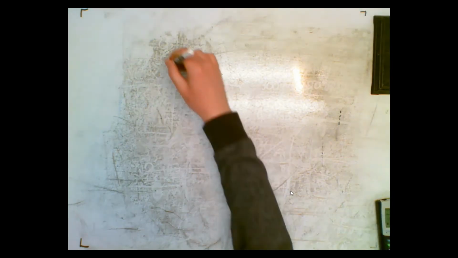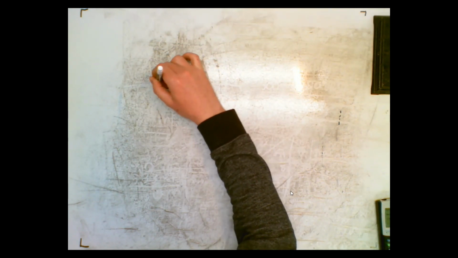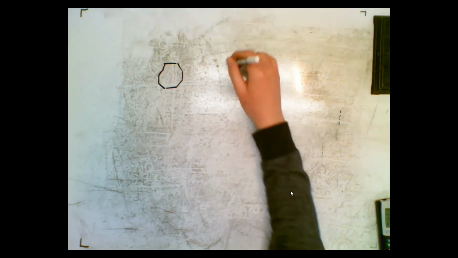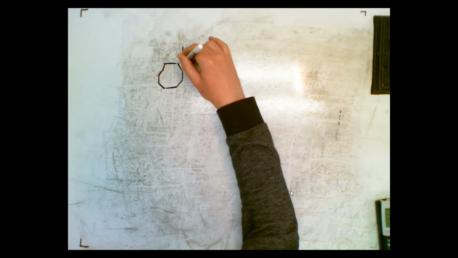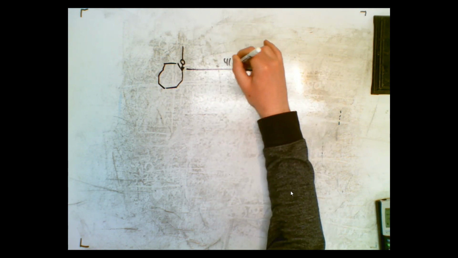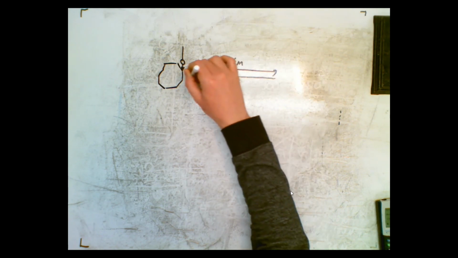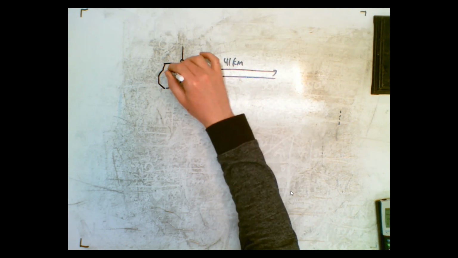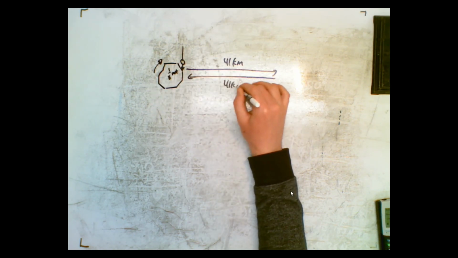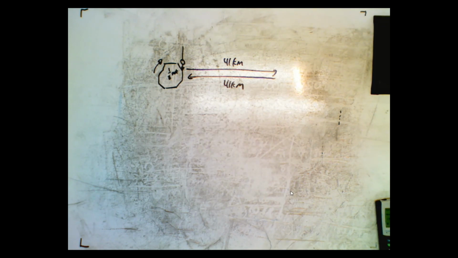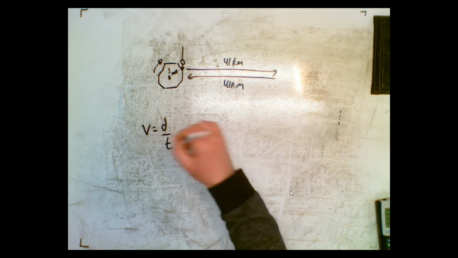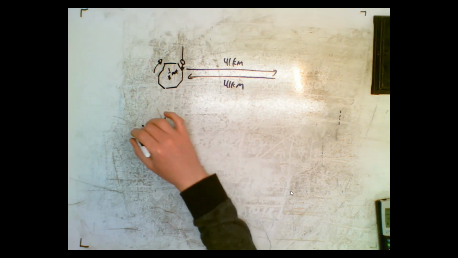So we have our 8-sided mirror. The light has to bounce off this side, and in this question, 41 kilometers away, then it's going to bounce back, and when it bounces back, it does 1/8 of a rotation. So just 1/8 of a rotation, 41 kilometers back. We're looking for the frequency, so we can use V equals d over t to answer that. And if we want to find frequency, we need time.